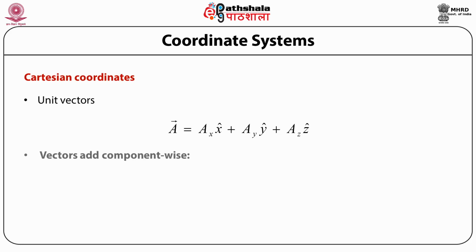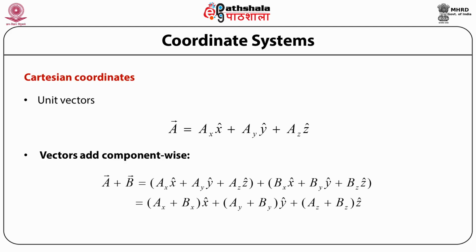Now, if one has to add two vectors, that is, if we have two vector quantities, vector A and vector B, then the addition of these two quantities is done component-wise. That means that vector A plus vector B will be equal to, within brackets, A subscript x times unit vector x plus A subscript y times unit vector y plus A subscript z times unit vector z, whole bracket close, plus bracket open, B subscript x times unit vector x plus B subscript y times unit vector y plus B subscript z times unit vector z.